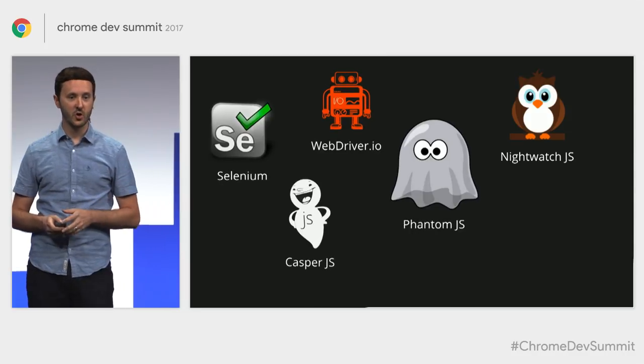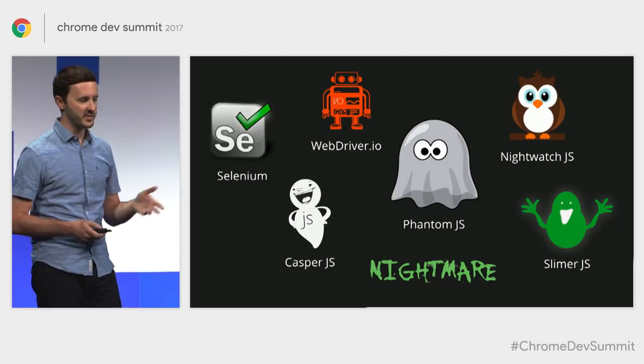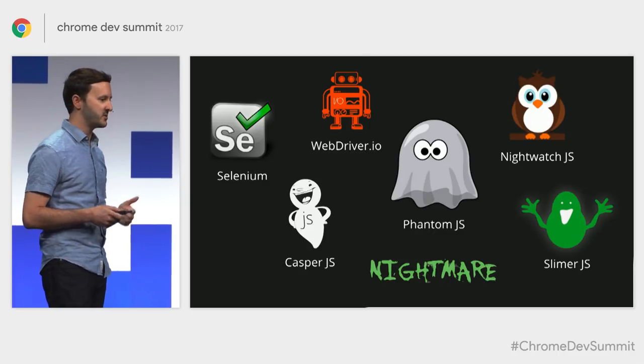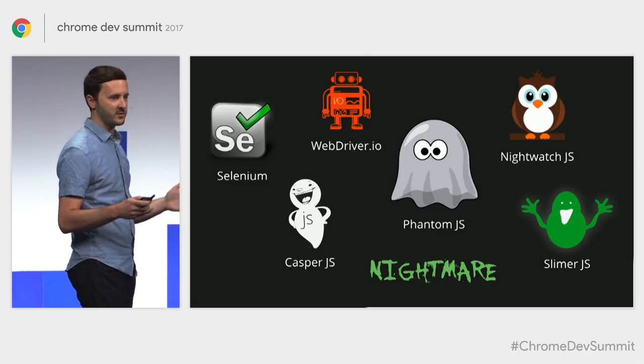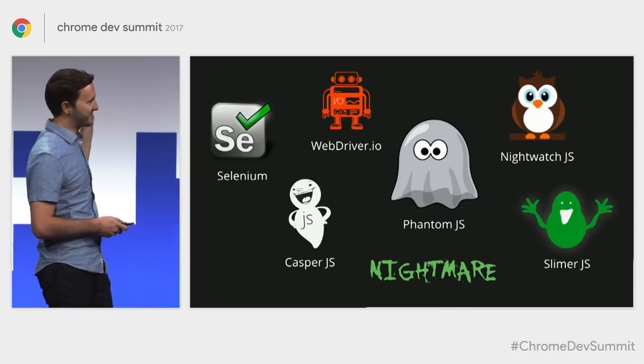Another way you can use headless Chrome is through one of these automation testing libraries and frameworks. And some of these have been around forever. PhantomJS, industry standard. Selenium, you can use any browser and test your code. A lot of these, for some reason, are like ghosts.